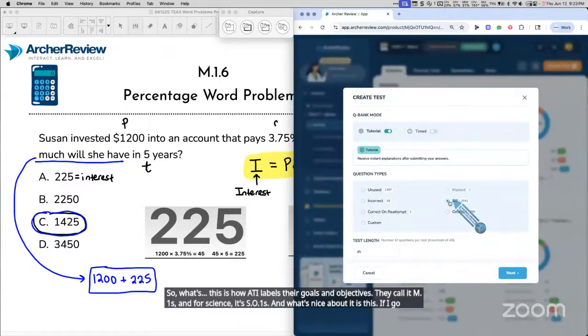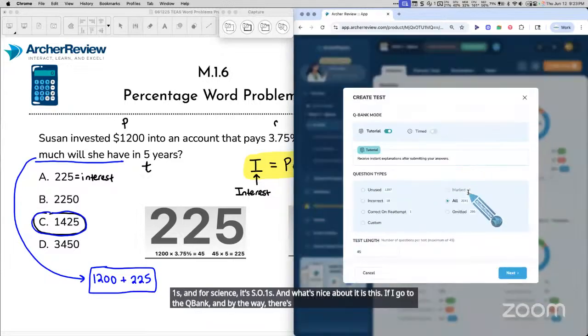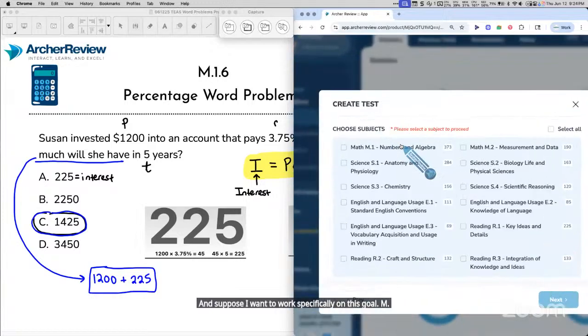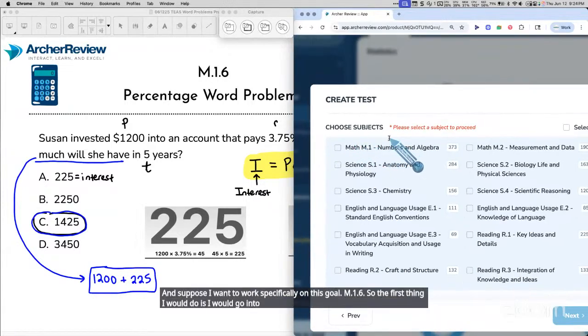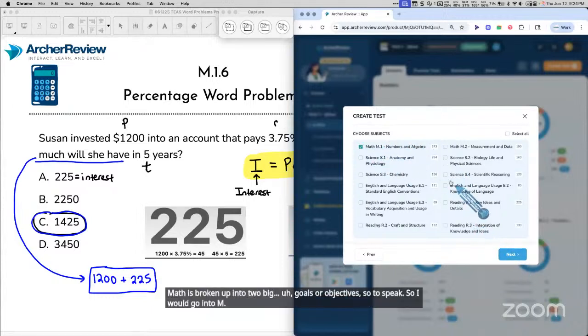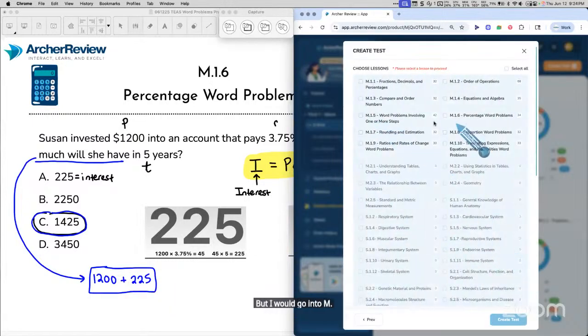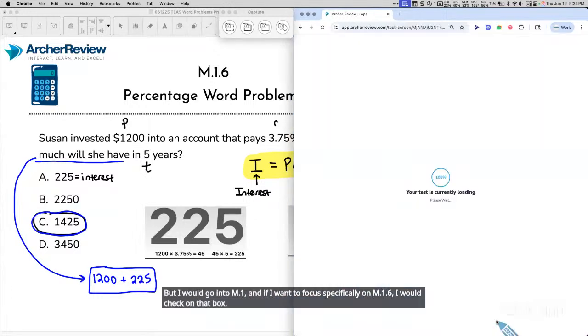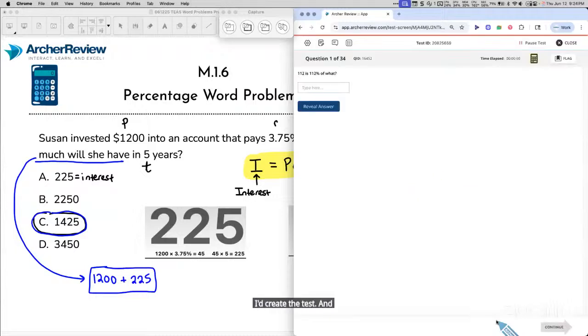If I go to the Q Bank, and by the way, there's 2,041 questions in all, and suppose I want to work specifically on this goal, M.1.6. So the first thing I would do is go into M.1. Math is broken up into two big goals or objectives, so to speak. You could mix it up, clicking on a bunch of these. But I would go into M.1, and if I want to focus specifically on M.1.6, I would check that box. I'd create the test, and what it will pop up are some percentage word problems.